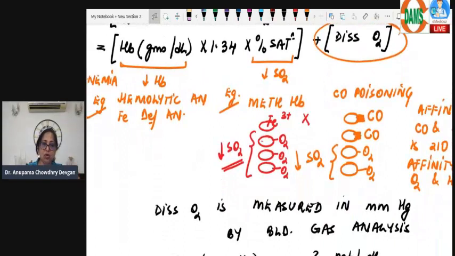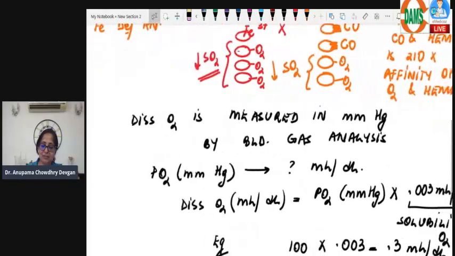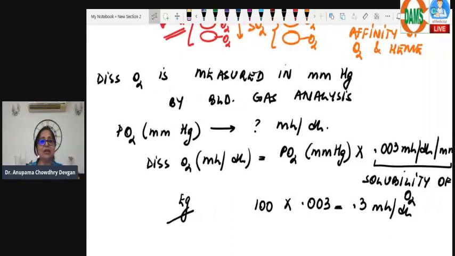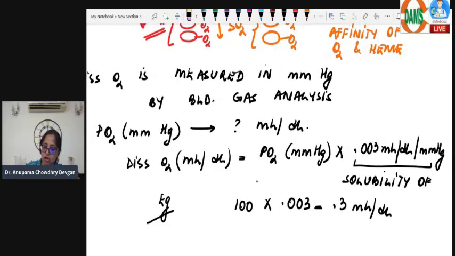Yes, I discussed with you what causes a decrease in oxygen carrying capacity, either a decrease in hemoglobin or a decrease in the saturation. Conditions which decrease saturation, methemoglobinemia, carbon monoxide. Dissolved oxygen, like I said, is measured in millimeters of mercury by blood gas analysis. How do you convert it into ml per deciliter? PO2 in millimeters of mercury into 0.003 ml per 100 ml per millimeter of mercury, which is the solubility of oxygen. Whatever is the PO2, multiply it by 0.003, that will give you the dissolved oxygen. Right? Now, the important point here is zoom out.